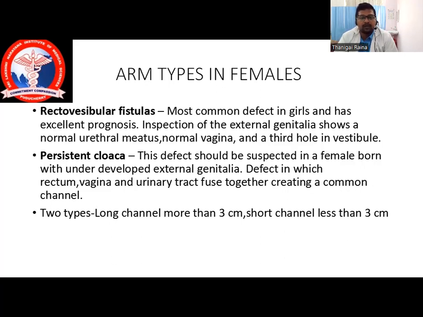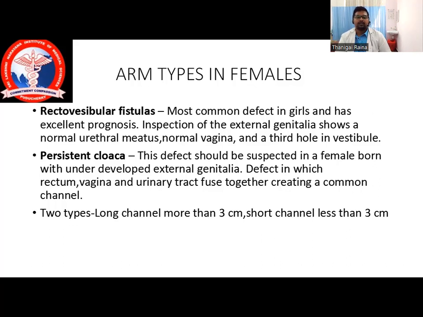So moving on to anorectal malformations in females. Vestibular fistulas are the most common defect in girls and have an excellent prognosis. Inspection of the external genitalia shows a normal urethral meatus, a normal vagina, and the third hole is the vestibule. So this has a good prognosis. And coming to persistent cloaca, this defect should be suspected in a female born with underdeveloped external genitalia. It is a defect in which the rectum, vagina and urinary tract fuse together, creating a common channel. So this carries a poor prognosis in a female child.